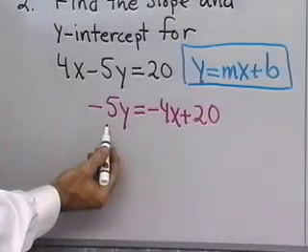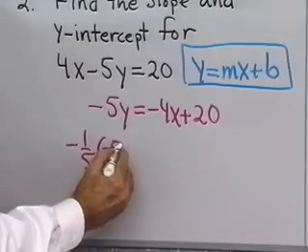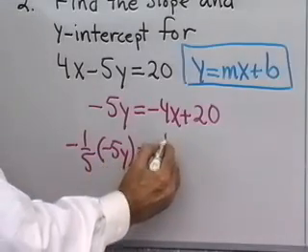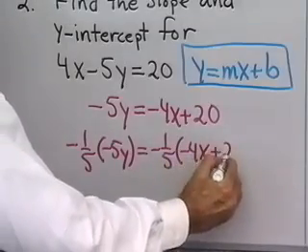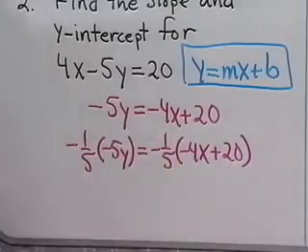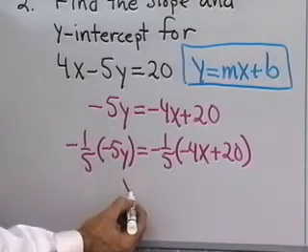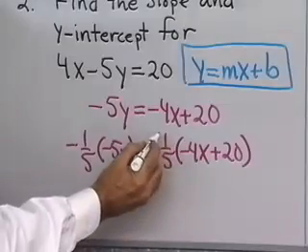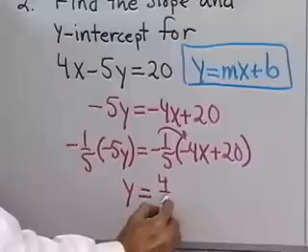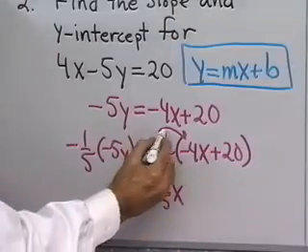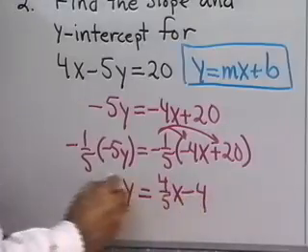Now I'll multiply both sides by -1/5. -1/5 times this whole quantity, -4x plus 20. It's important that we have the parentheses there. -1/5 times -5 is 1 times y is just y. -1/5 times -4x is positive 4/5 x. And then -1/5 times positive 20 is simply -4.